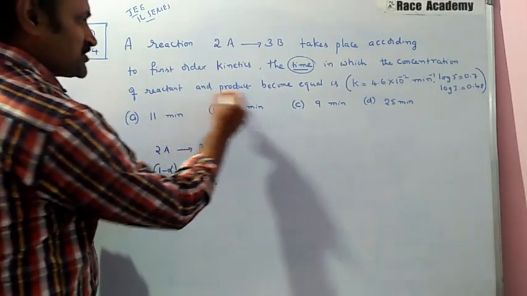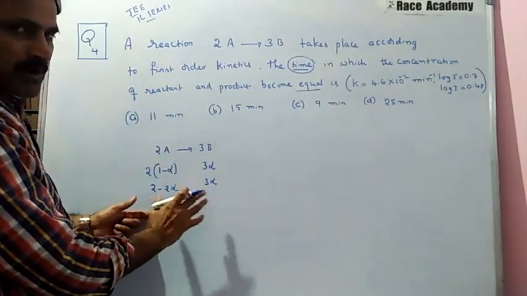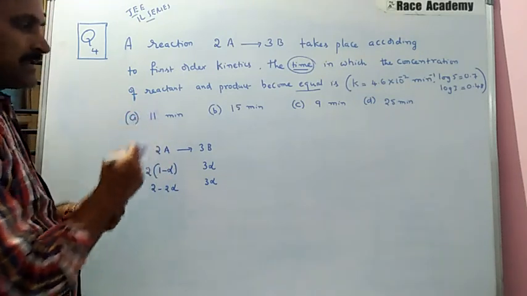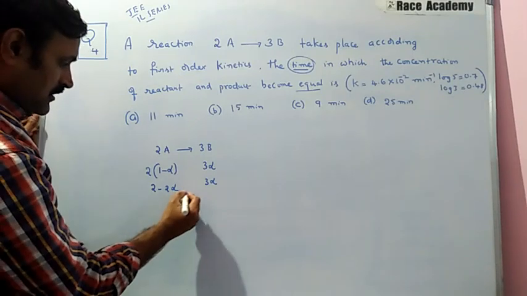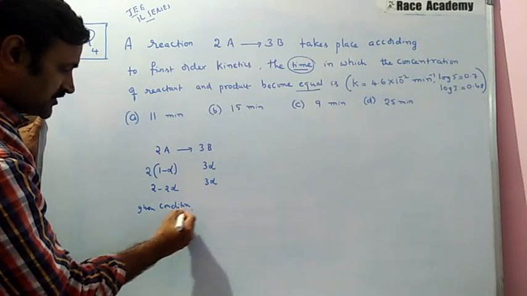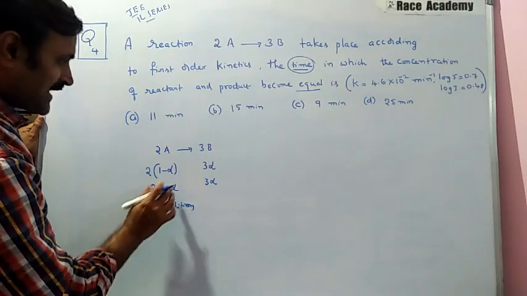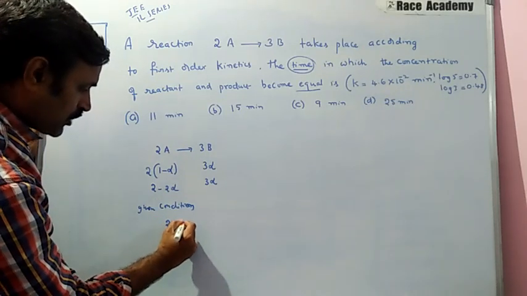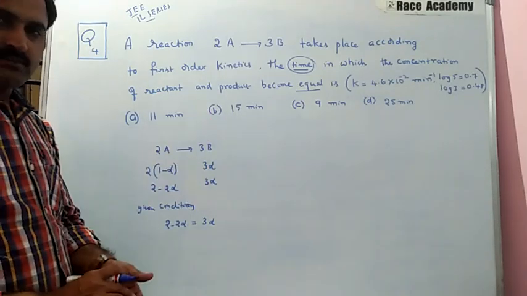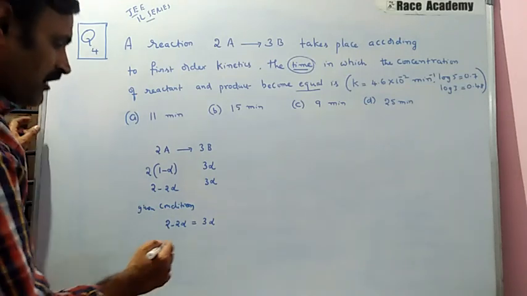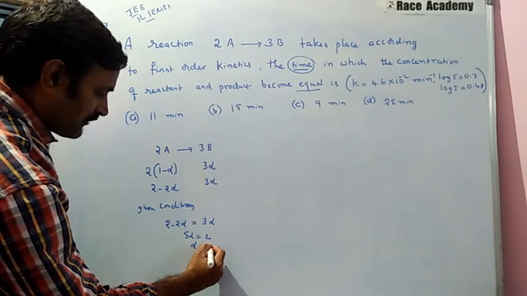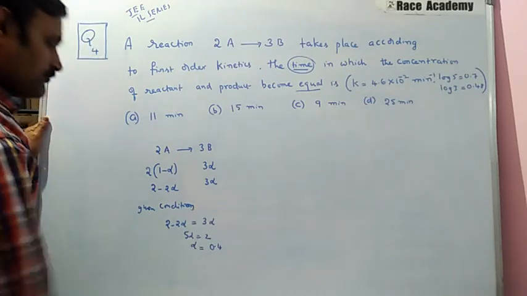The condition in the question is that these concentrations, the numbers of moles, are equal. At that condition, you have to find the time interval of the reaction. As per the given condition, the concentration of the reactant, 2 minus 2 alpha, must equal 3 alpha. Make use of this condition. We can find alpha: 5 alpha is equal to 2, so alpha is 2 by 5, which is 0.4.